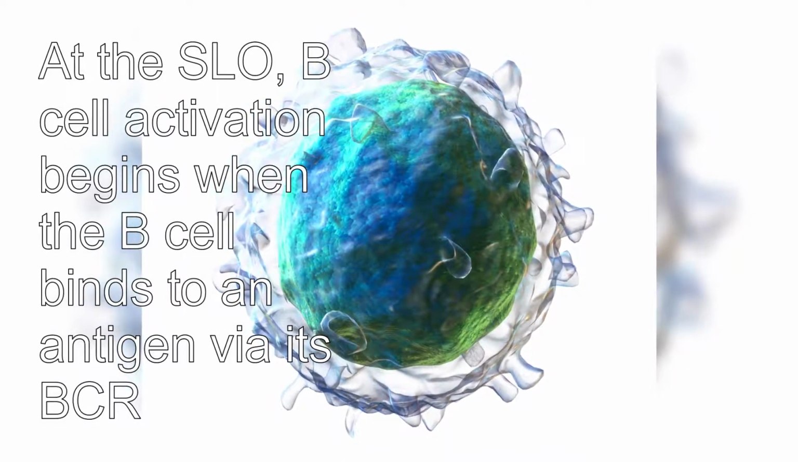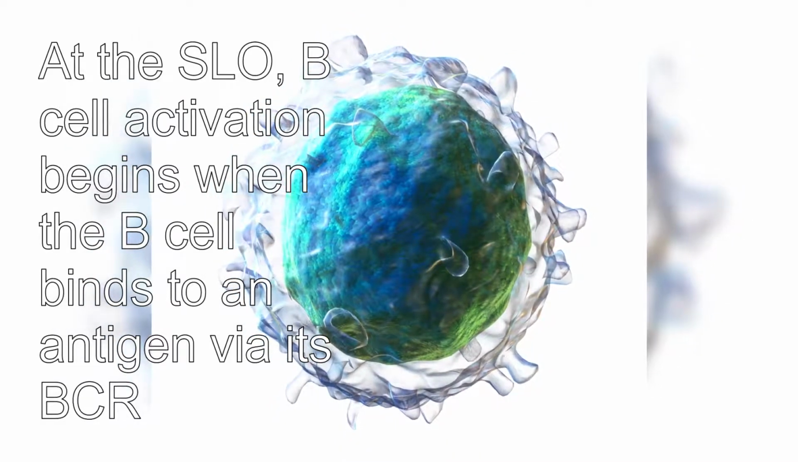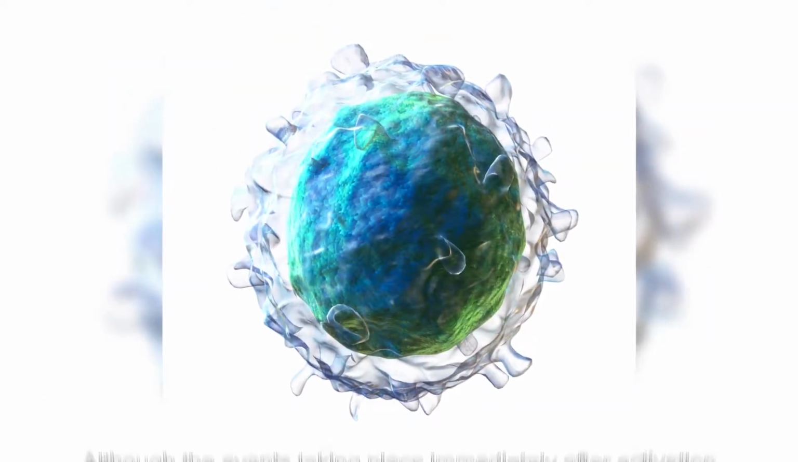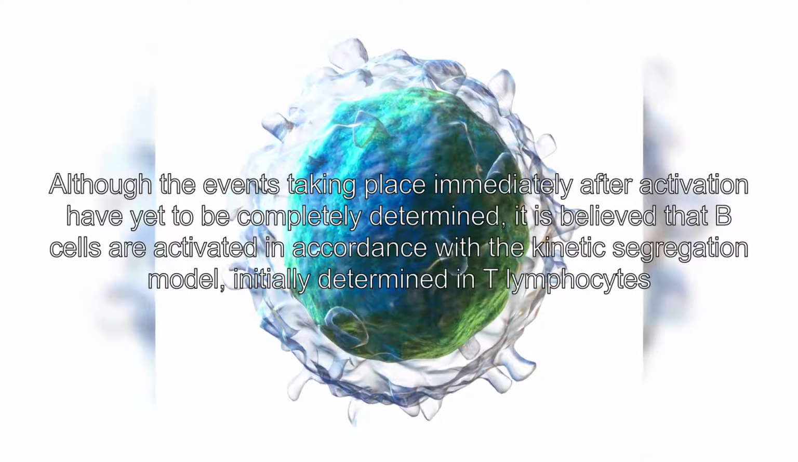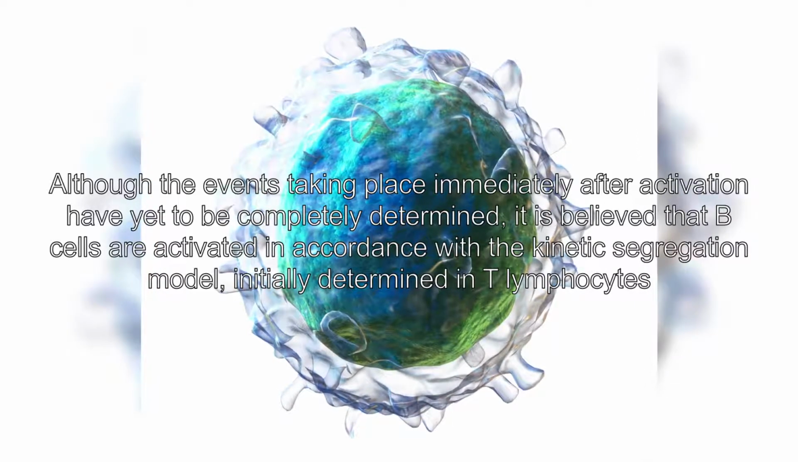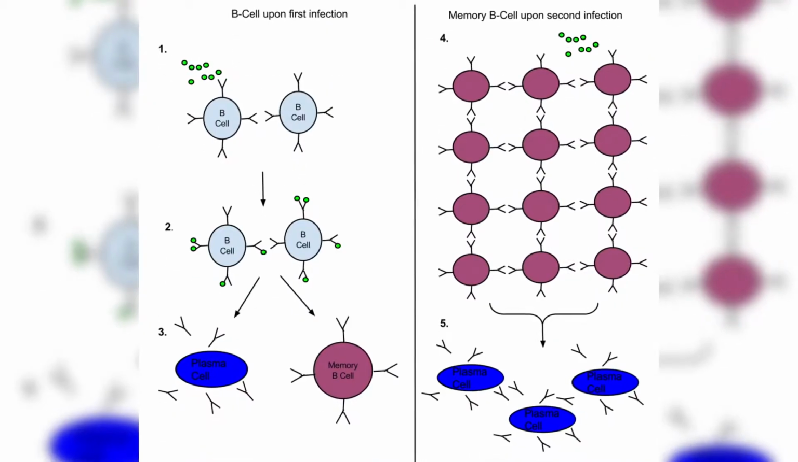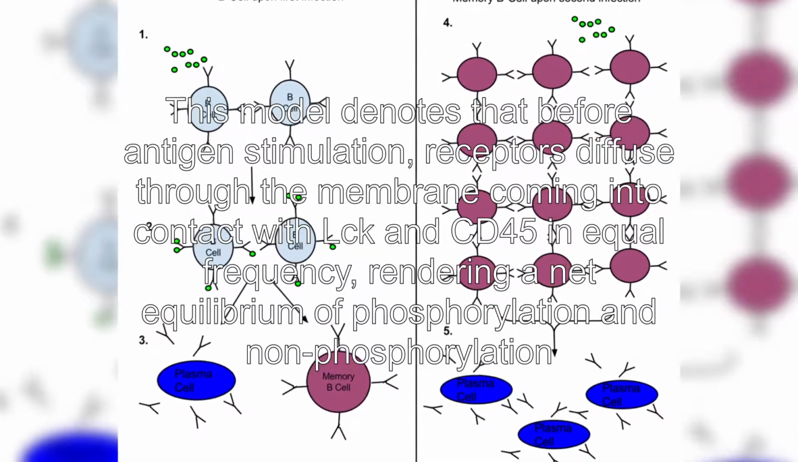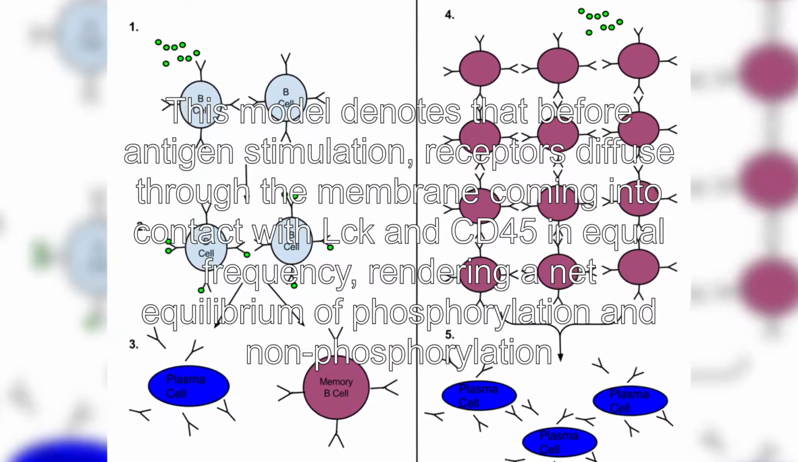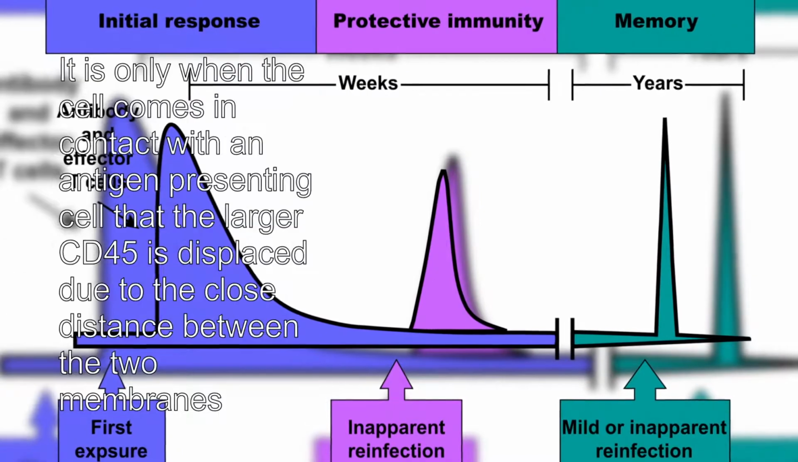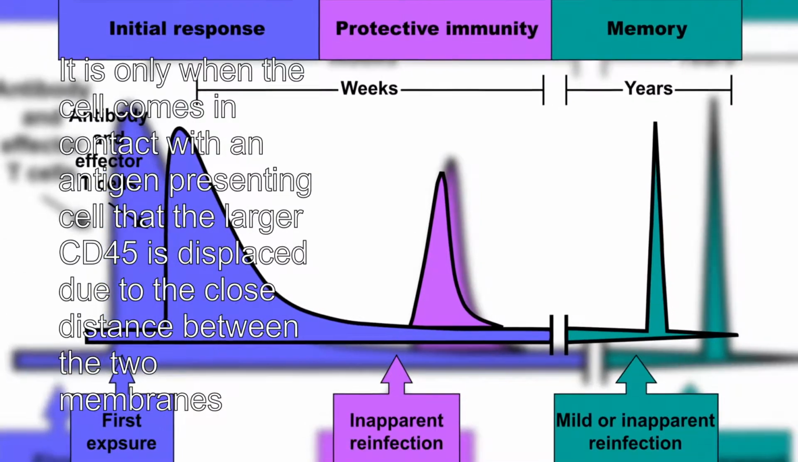It is only when the cell comes in contact with an antigen-presenting cell that the larger CD45 is displaced due to the close distance between the two membranes. This allows for net phosphorylation of the BCR and the initiation of the signal transduction pathway. Of the three B cell subsets, FOB cells preferentially undergo T cell dependent activation while MZB cells and B1B cells preferentially undergo T cell independent activation.